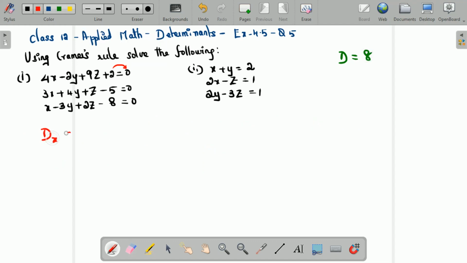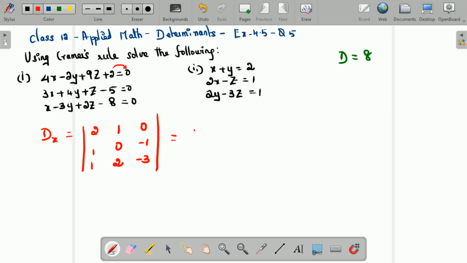Compute dx. So dx in this case, I'm going to replace it with the constants here. So this is 2, 1, 1. Here the y coefficient is 1. Here there is no y coefficient. Here there is 2. As far as z coefficient, here it is 0. Here it is minus 1. So here it is minus 3.